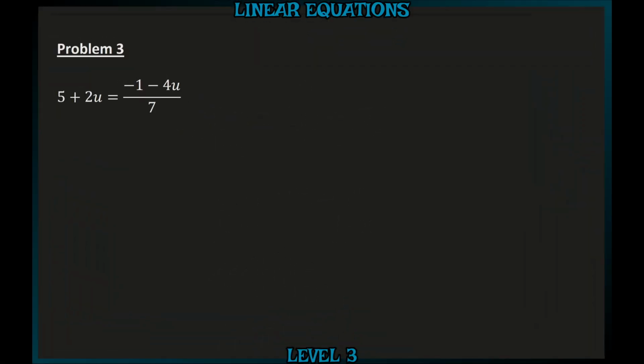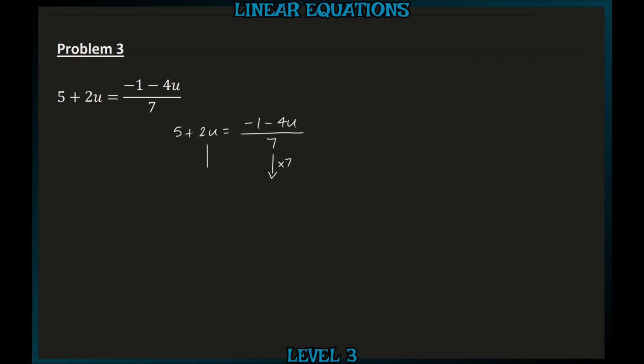In problem 3, we're solving the equation 5 plus 2u is equal to minus 1 minus 4u over 7. Now to start, and looking at the right hand side, we'd like to remove the 7 from the bottom of the fraction. And this 7 is dividing the minus 1 minus 4u. So to undo a divide by 7, we use its inverse, which is to times by 7. And we need to be careful here because when we multiply an equation, we have to multiply everything.